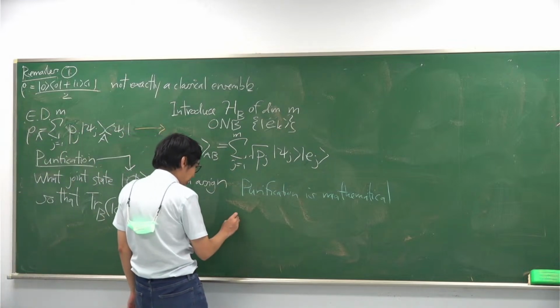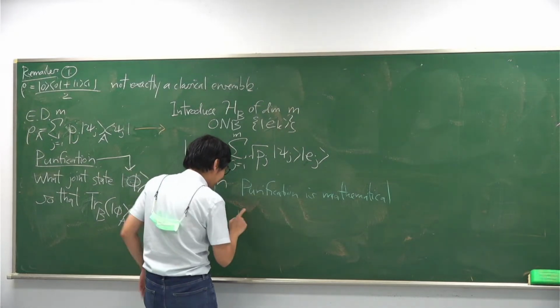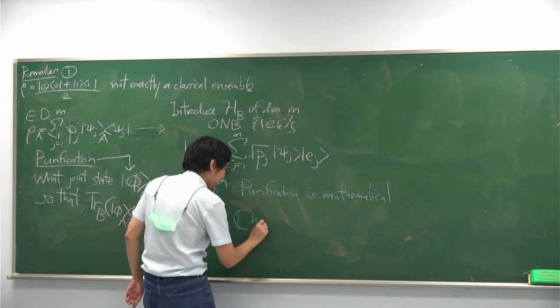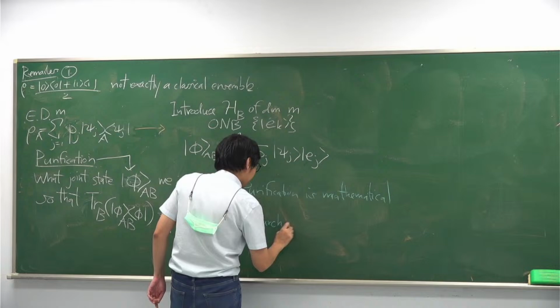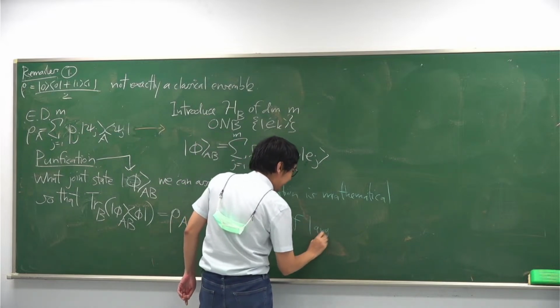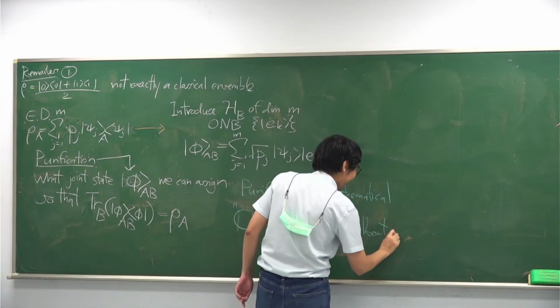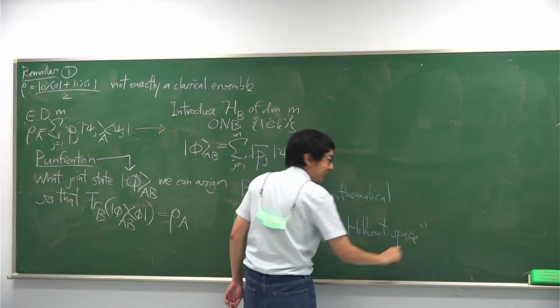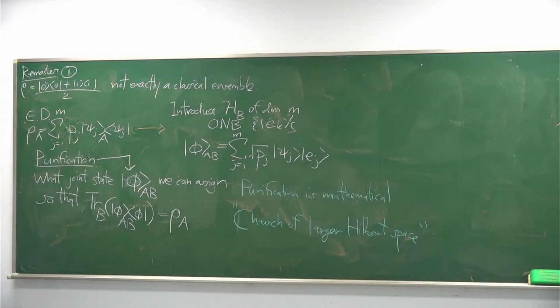And so there's a so-called set of beliefs called the Church of the larger Hilbert space. Whenever you see a mixed state, you just purify it and think that there's a larger Hilbert space. It's just that you don't care about the other part.